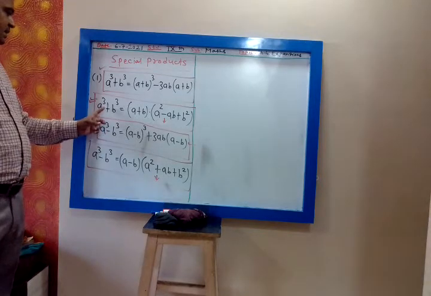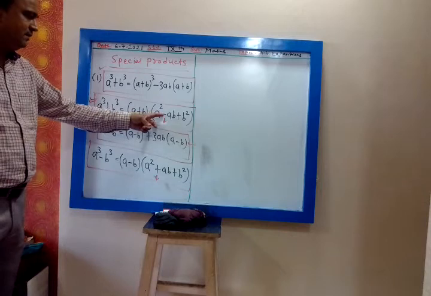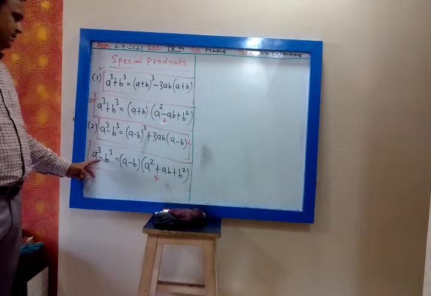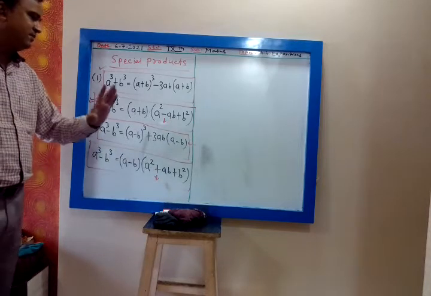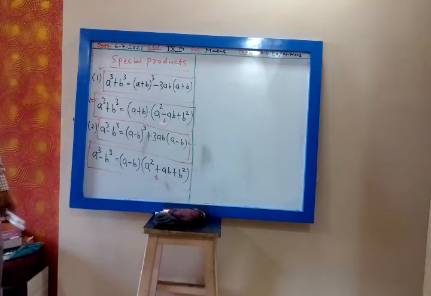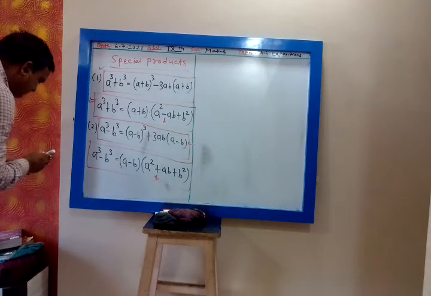If it is plus, then it is plus. Then if it is plus, then in the second bracket in between we have minus. If it is minus, then it is minus. But if we have minus, then in between we have plus. That's all. So a cube minus b cube is (a minus b) into (a square plus ab plus b square). So this formula I will be using in 4e.